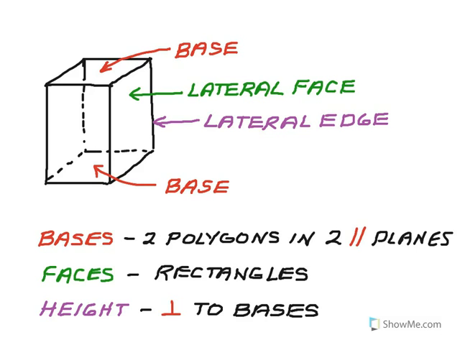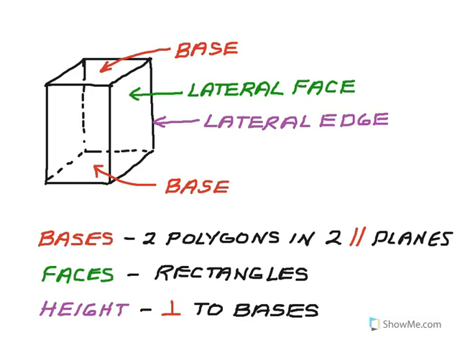A prism is a three-dimensional solid that is formed by two bases, and the bases can be any kind of polygon. They can be squares, rectangles, hexagons, pentagons, triangles, and those bases lie in two parallel planes, and they are joined by lateral faces, and the lateral faces always are rectangles.